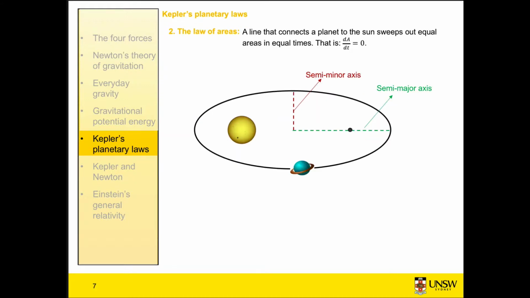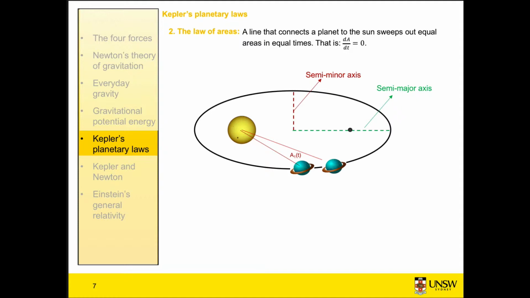Kepler's second law states that a line connecting the planet to the sun sweeps out equal areas in equal times. So looking at our orbital diagram again, if the planet is initially at this point, then after a time interval dt it will have moved. The area that it will have swept out is defined as the triangular, or the approximately triangular, area between the maroon and the red lines.